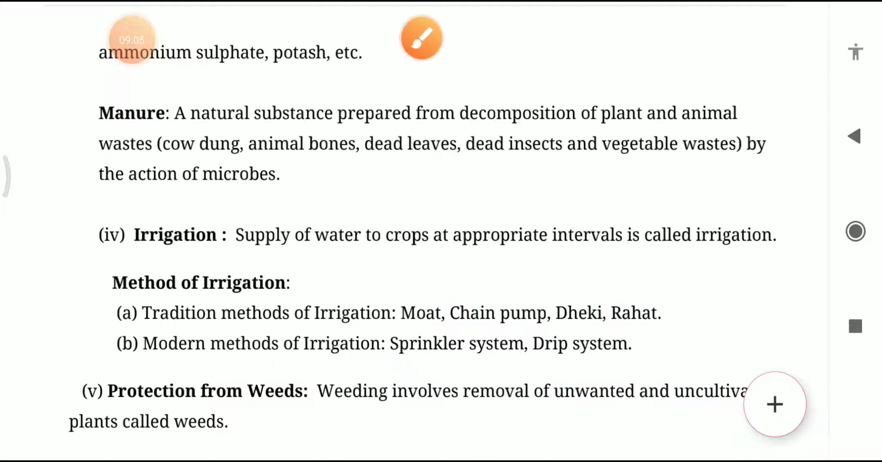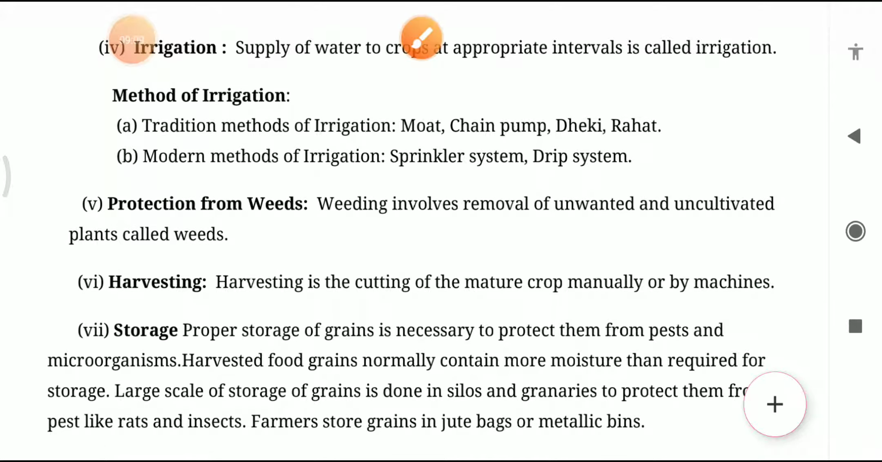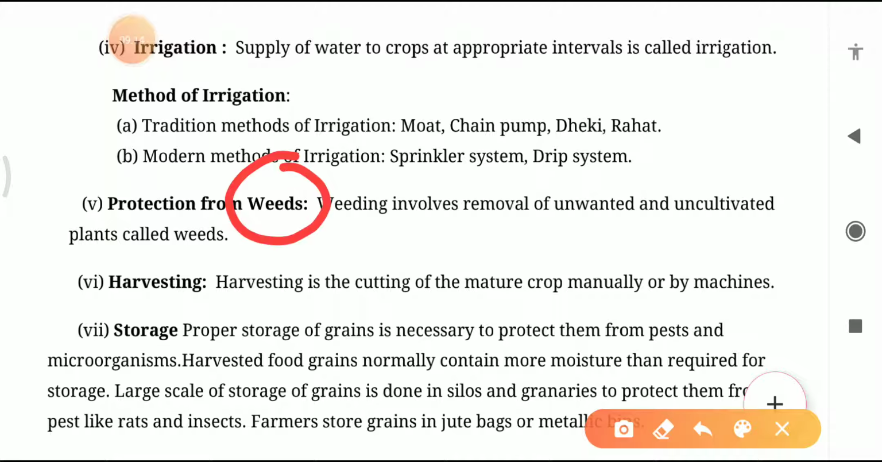Now students, our next point is protection from weeds. Students, what is the meaning of weeds? Weeds means unwanted plants. Unwanted plants are also grown with the main crop, and they can take the nutrients from the soil, so your main crop will not grow properly because the weeds take the nutrients from the field. This is also not good. So what you will do is remove the weeds, the unwanted plants, from the main field.